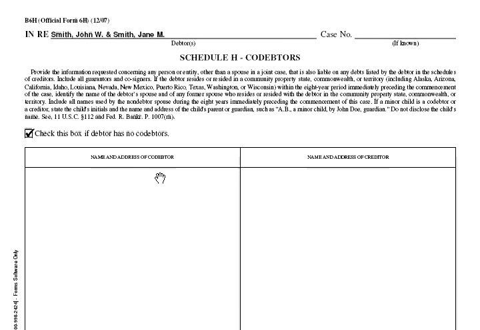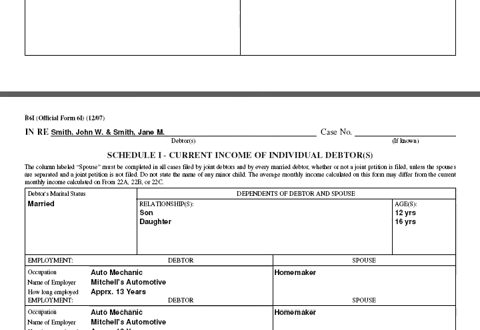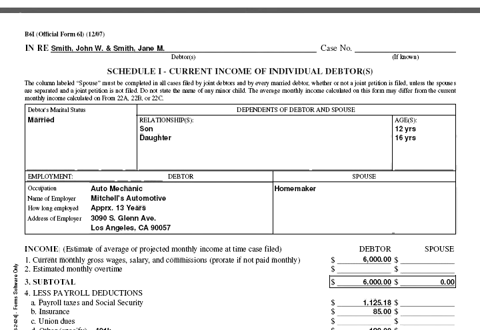Schedule H is co-debtors. If you have any co-signers or co-debtors on any of your debts, you just type their name and address here of the co-debtor or co-signer, and then the name and address of the creditor here. If you don't have any co-signers or co-debtors, you just check the box here that says that you don't have any. It's all pretty simple stuff. A lot of the stuff may apply to you, may not. It doesn't take a whole lot of time to fill this in.